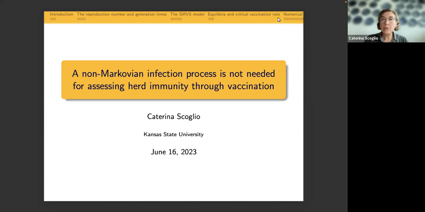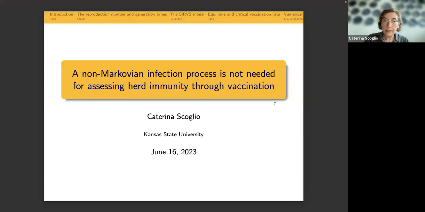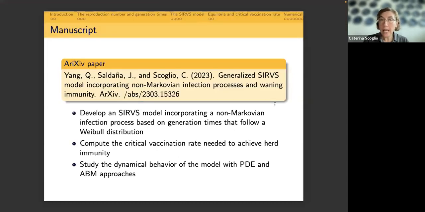So my talk today will be about Markovian and non-Markovian models and the comparison between the results of these two types of models. The results that I'm going to present are part of a manuscript that has been published in arXiv. The preprint is available in arXiv, and this work is by Chi-Wei Yang, Joan Saldana, and myself.